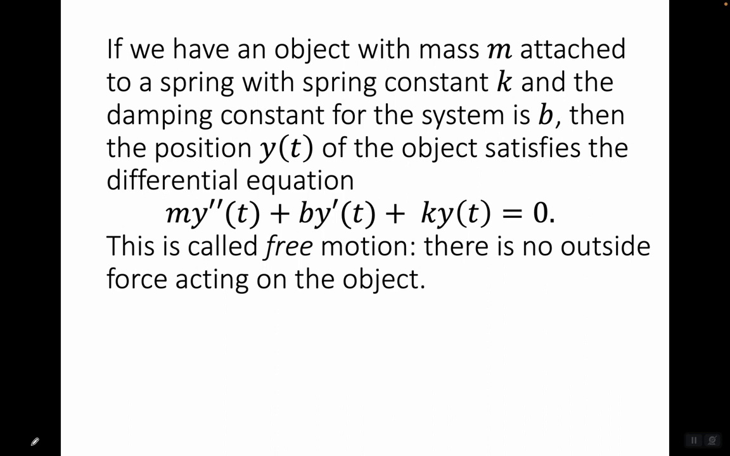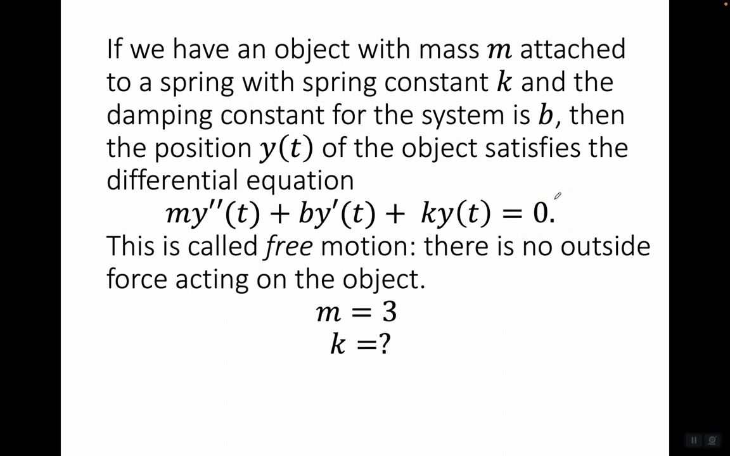Well, here's a principle that's helpful. If we have an object with mass m attached to a spring with spring constant k, and the damping constant for the system is b, then the position y of t of the object satisfies the differential equation my double prime plus by prime plus ky equals 0. This is called free motion. There's no outside force acting on the object. If there were an outside force, this would be something other than 0. But since it's 0, we know there's no outside force acting on the object.